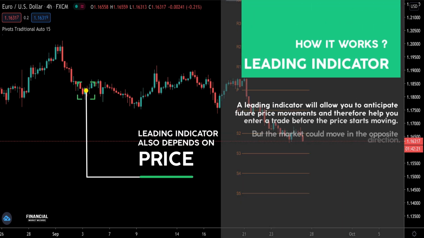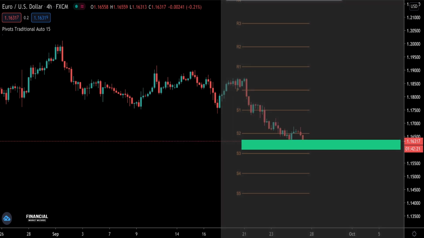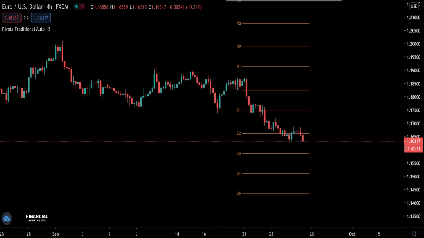A leading indicator will allow you to anticipate future price movements and therefore help you enter a trade before the price starts moving. But because you are anticipating a move before it happens, the market could move in the opposite direction. As a result of this, it is common to witness false signals that end up resulting in losses.